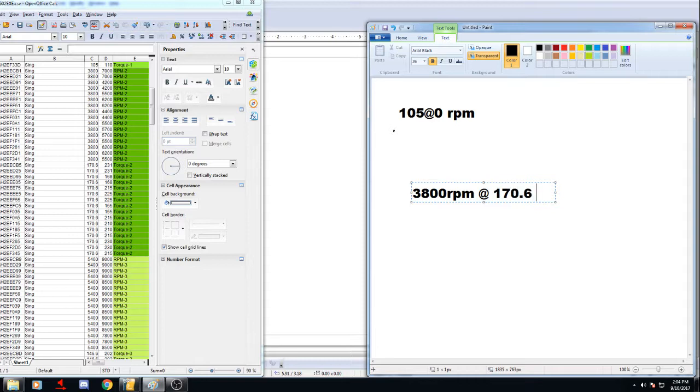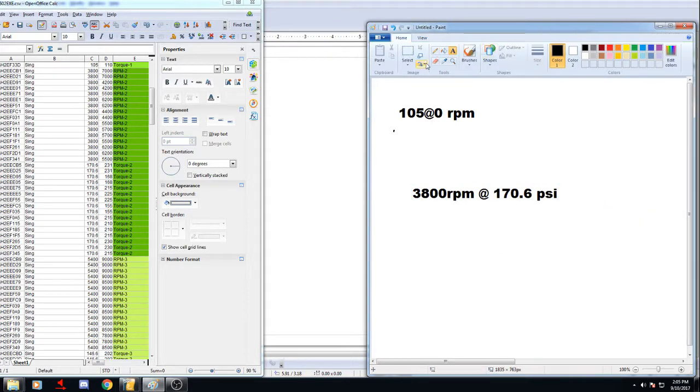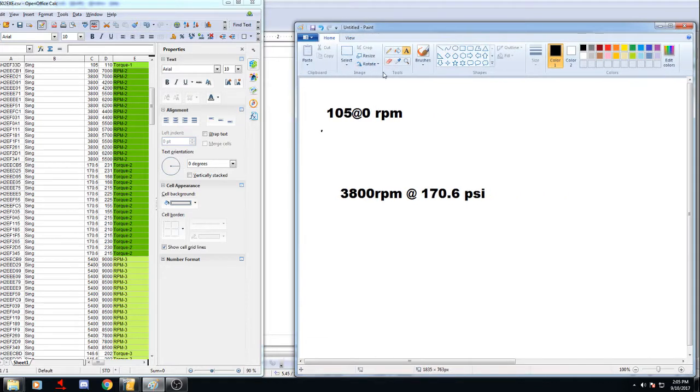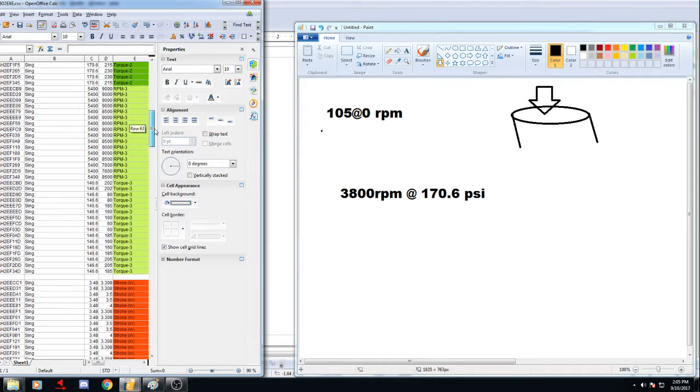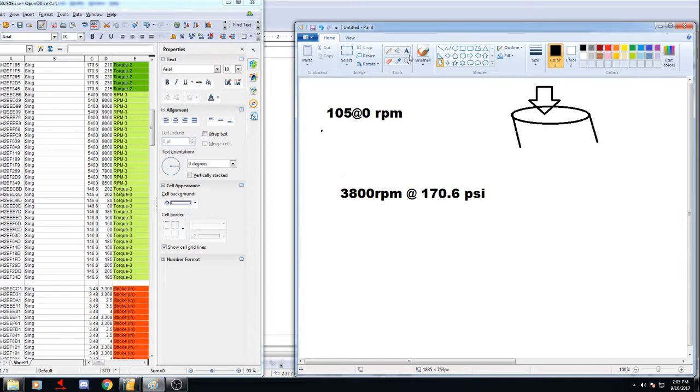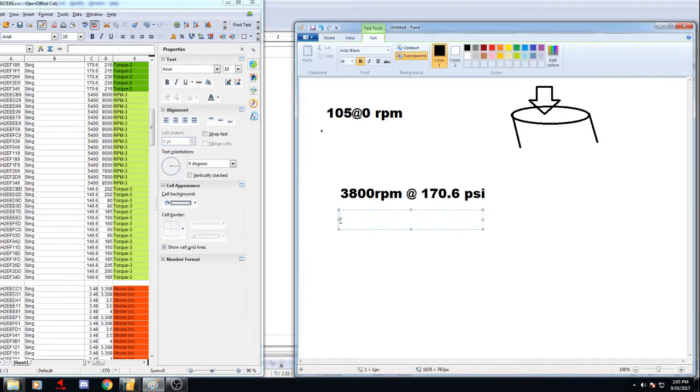We are making 170.6. I want to take your attention right here. PSI, pressure, pounds per square inch of piston area. Remember that piston has an area, and then the pressure is pushing on the piston. There you go, PSI. On the second value we got 5400 RPM, and we're making 146.6 PSI.